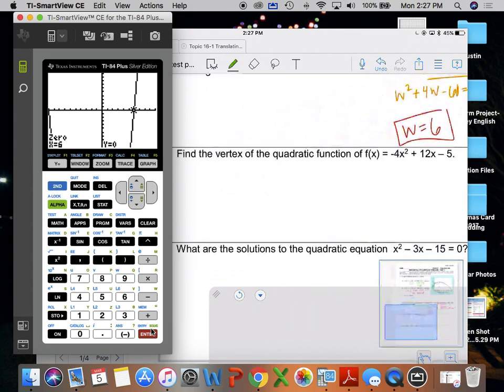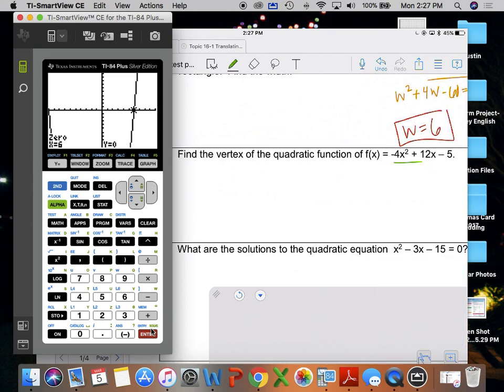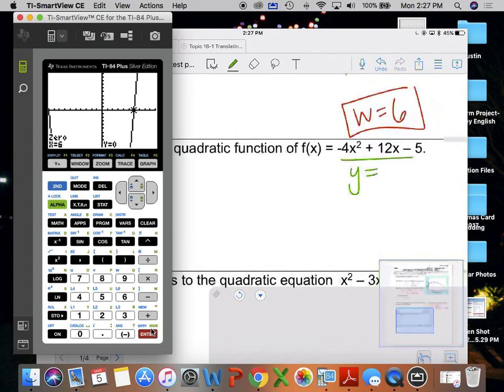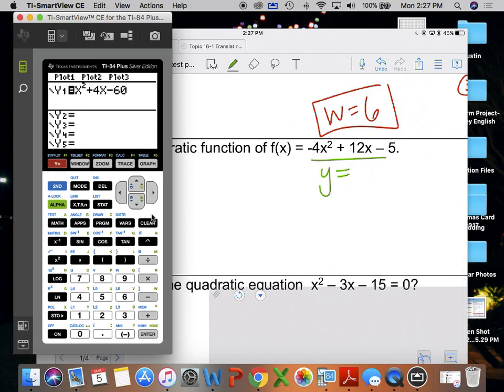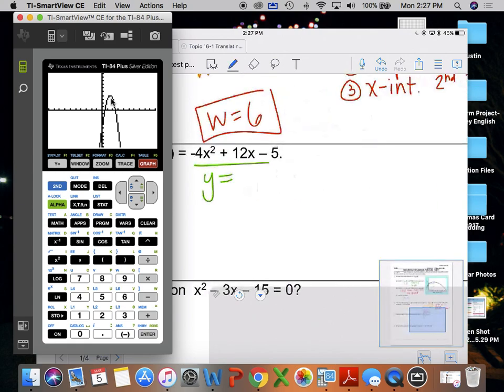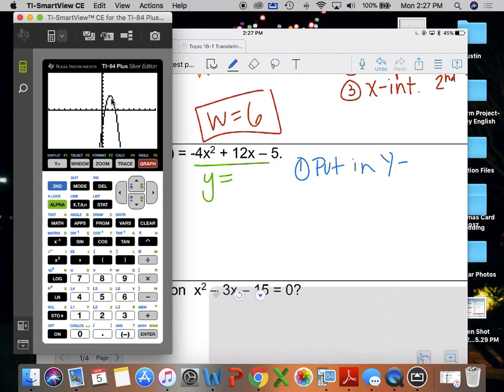Problem 3 asks me to find the vertex of this quadratic equation. So I am going to put this in y equals and follow my calculator steps again. So negative 4x squared plus 12x minus 5. I have to remember for the vertex, I have to see if it's a max or a min. So my first step was put in y equals. My second step, second trace. Because this is a max, I will do 4.